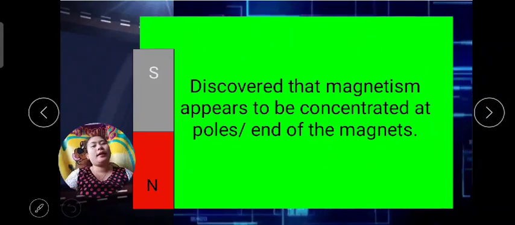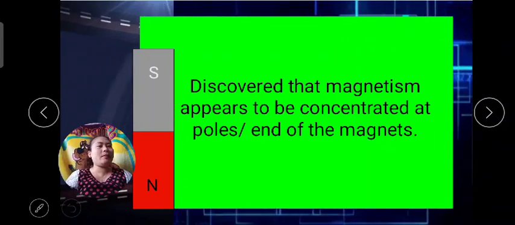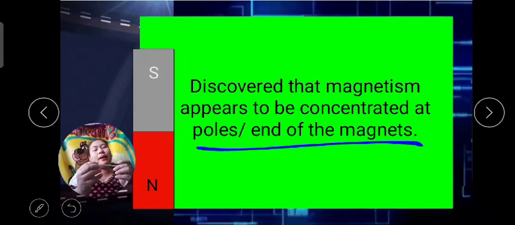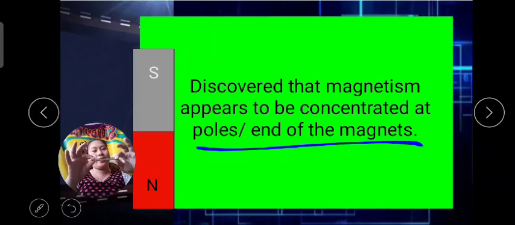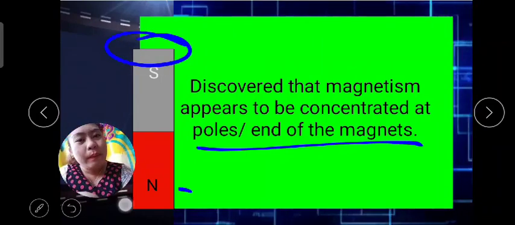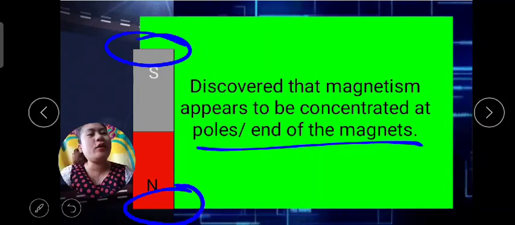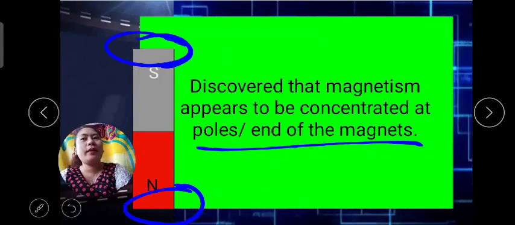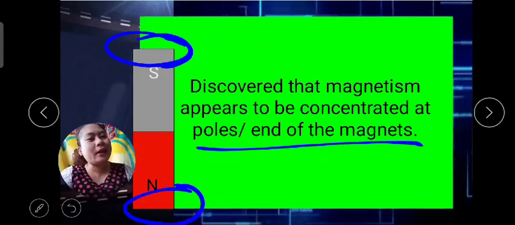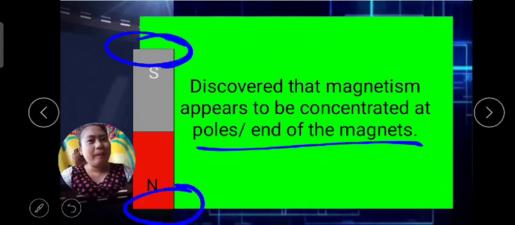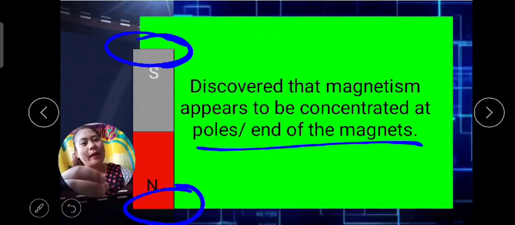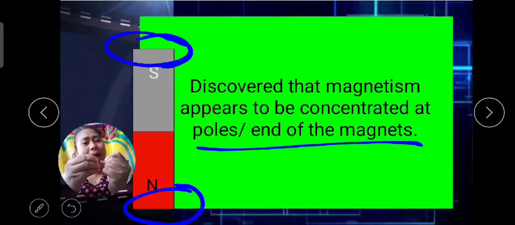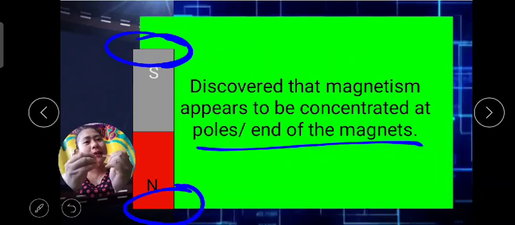Sunod, a man also discovered that magnetism appears to be concentrated at pole ends of the magnet. Meaning, the concentration of the magnets are in its ends. Dito sa dulo. Pag sinabi natin concentration of magnetism, the end portion of the magnet, mas malaki yung magnetism niya. Mas mabigat, parang ganon. That's why if both ends are put together, mas malakas yung pull niya kasi yung magnetism niya, it is concentrated at the end.